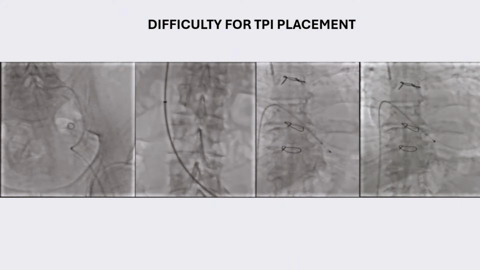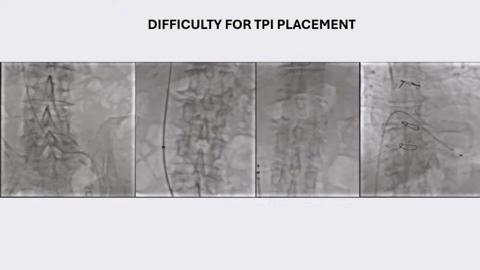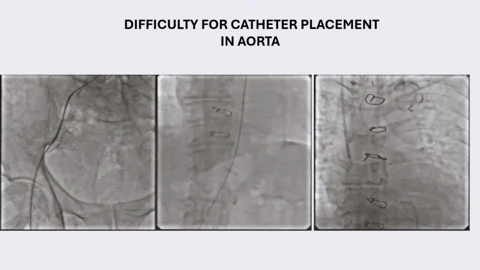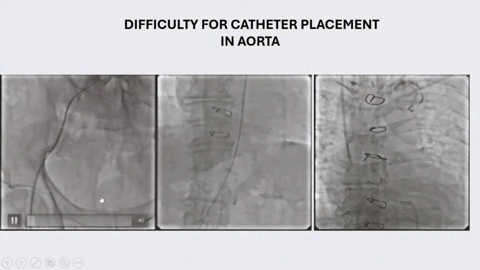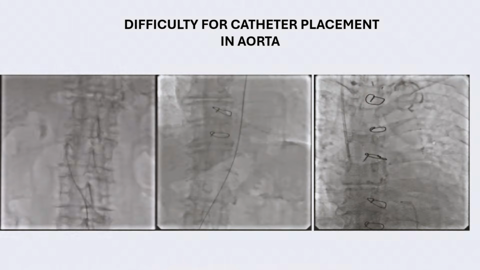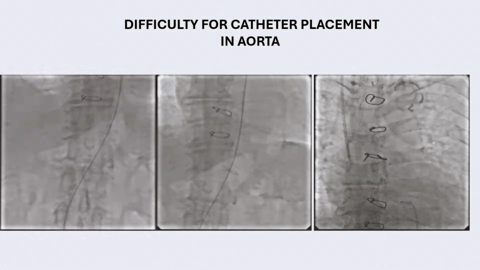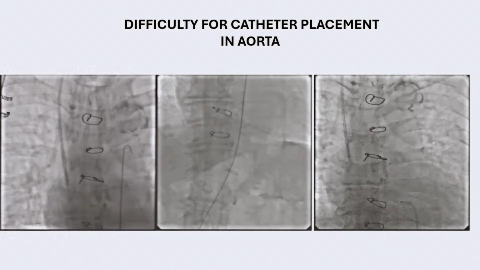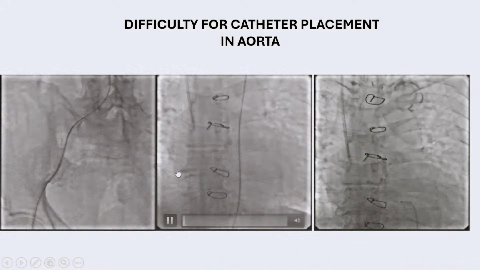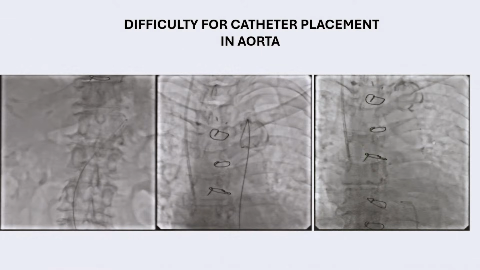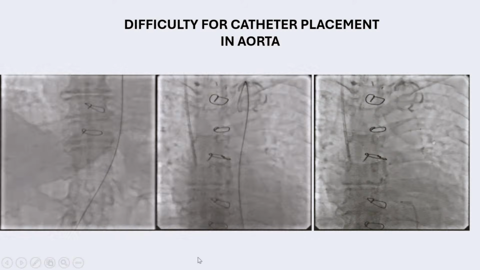We don't directly push it. We try to park a stiffer wire above, get adequate strength there, and then place a temporary pacemaker. Then came accessing the main axis, where we were trying to get the wire up, and again the tortuosity was hindering us. Once the wire was up, we were trying to get the catheter up. It was a bit of a challenge because the wire was not tracking and the catheter was not tracking very well.